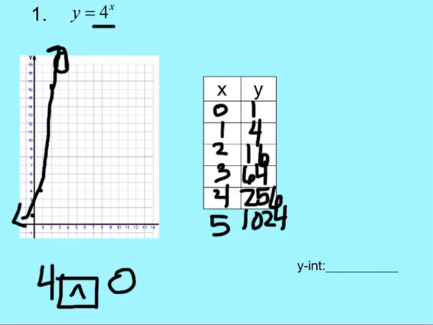My y-intercept is whenever x is equal to 0. So my y-intercept is going to be 1, because that's the y value when x is equal to 0.